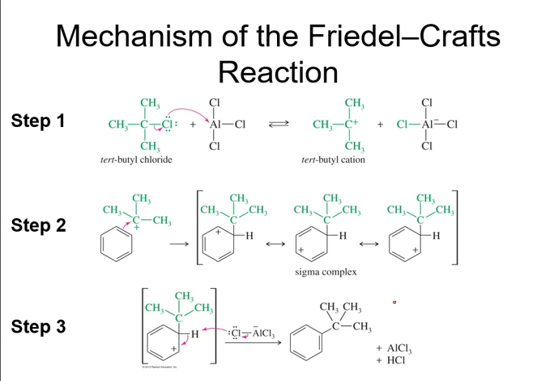Let's first talk about the mechanism. Chlorine attacks your Lewis acid, we've seen this before, to form your carbocation. Now in this case we're using tertiary, so there is no rearrangement on this one. Okay, you form your sigma complex, this plucks off your hydrogen, forms HCl and your catalyst, and you put your group on your aromatic ring.